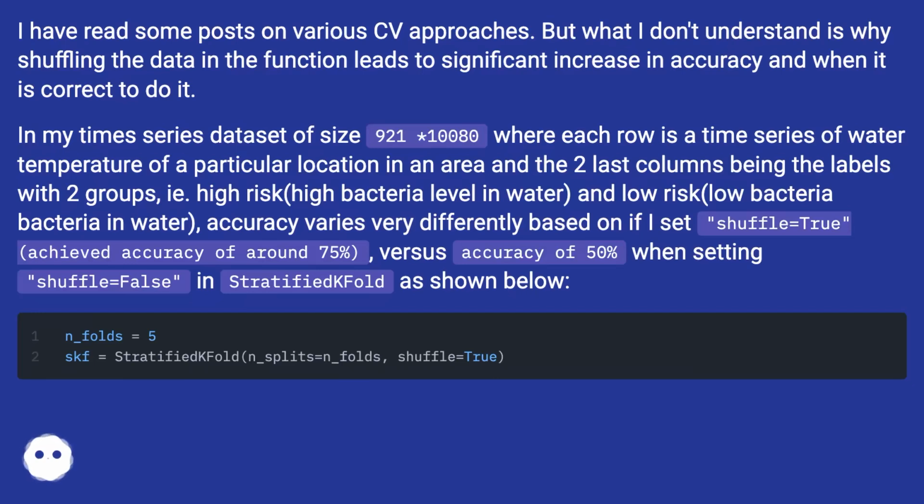In my time series dataset of size 921*10080, where each row is a time series of water temperature of a particular location in an area and the two last columns being the labels with two groups, i.e. high risk, high bacteria level in water, and low risk, low bacteria in water, accuracy varies very differently based on if I set shuffle equals true, achieved accuracy of around 75% versus accuracy of 50% when setting shuffle equals false in StratifiedKFold as shown below.